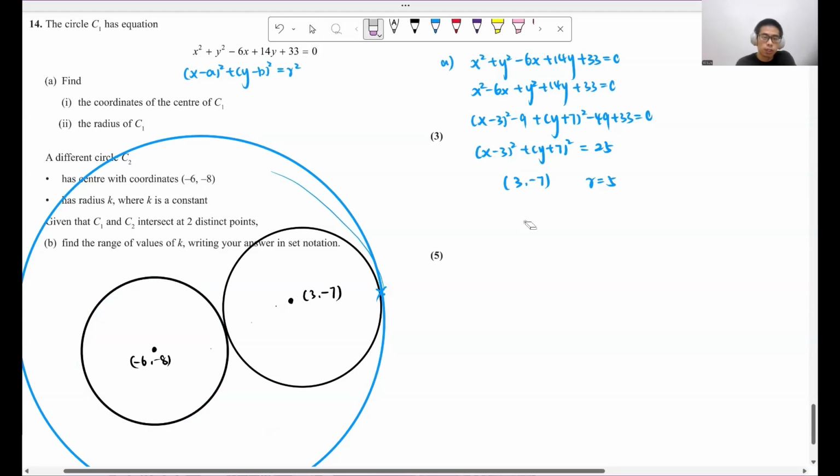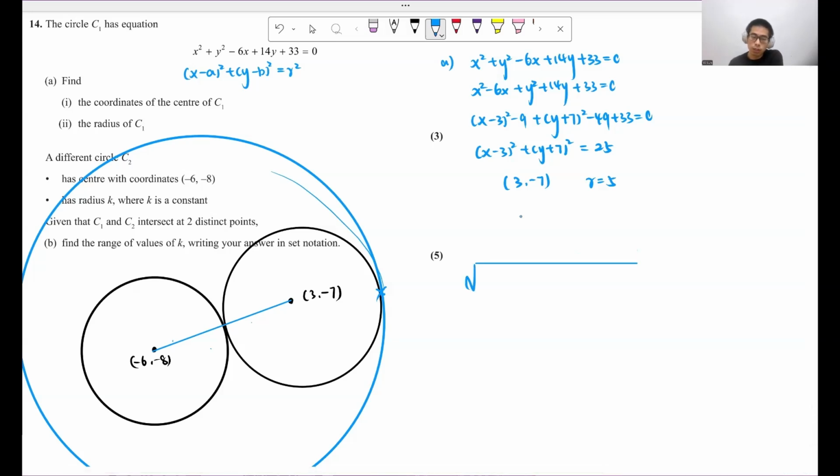So the distance between 2 centers is very easy to work out. So the distance between those 2 centers is just square root of negative 6 minus 3 squared, and then plus negative 8 minus negative 7 squared. So if we put that in the calculator, that would be root negative 9 squared plus negative 8 minus negative 7 is negative 1 squared. So that would be root 82. So the distance between those 2 centers is root 82.